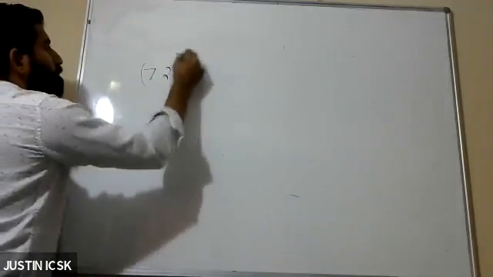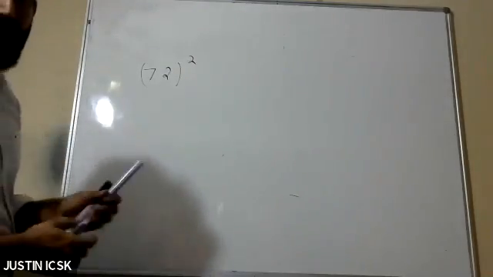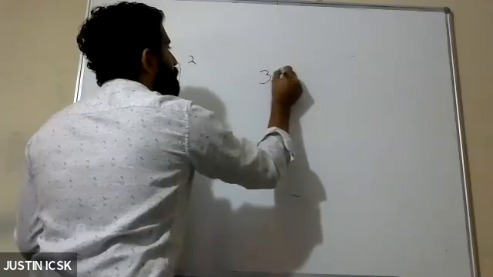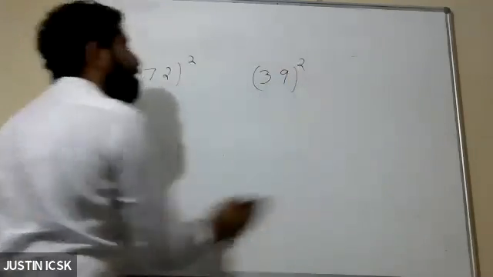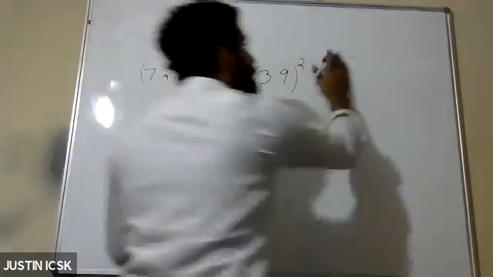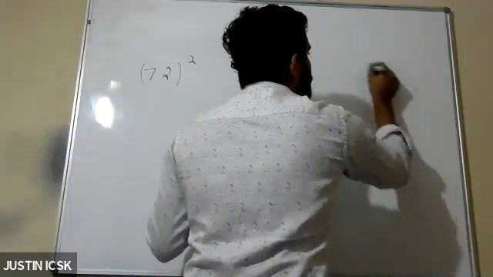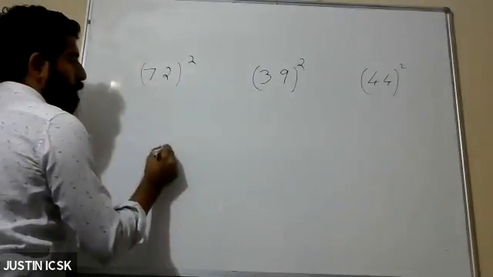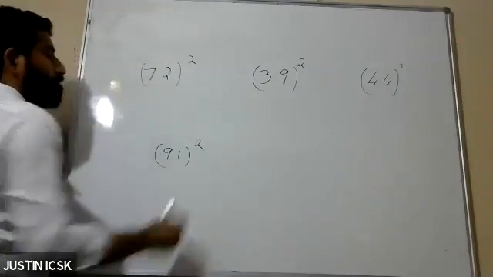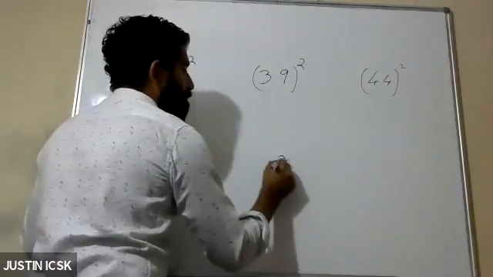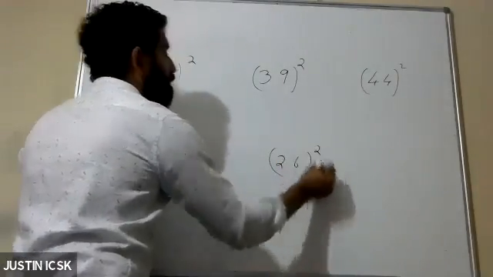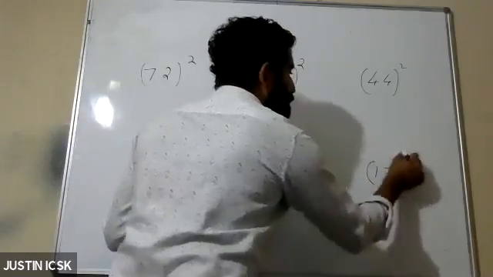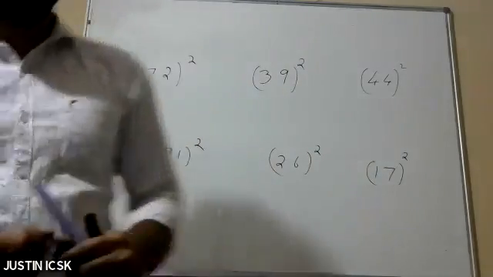72 square. 89 square. 44 square. 91 square. 26 square. 17 square. 6 numbers.